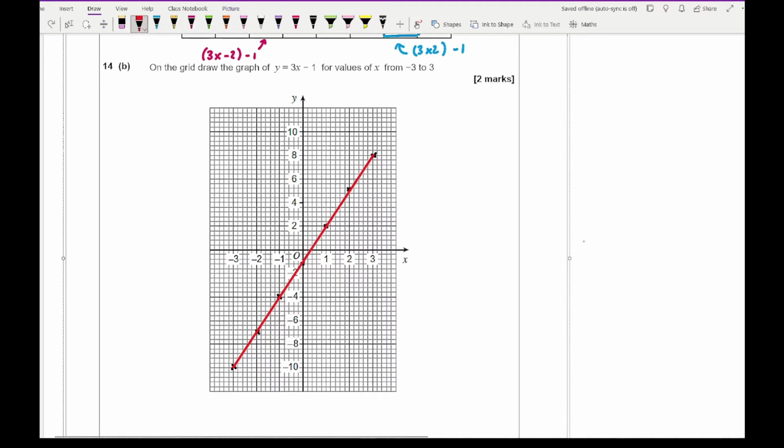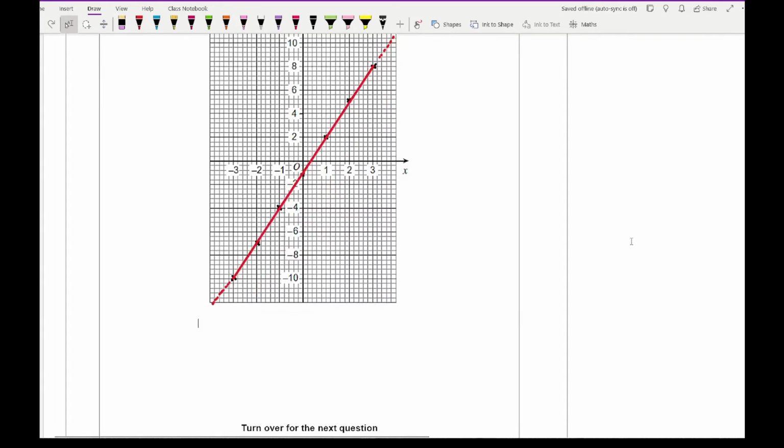Now if you wanted to, I would always strongly recommend that you extend the line up to the edge of the squared grid, but ultimately as long as you've got minus 3 plotted and 3 correctly plotted, then that is going to be absolutely fine. But make sure that you do join those points up with a straight line.